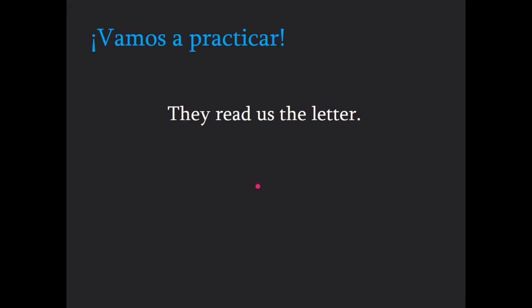They read us the letter. Well, we have another one here with the word us in it, and you should know the word us in Español would be nos.